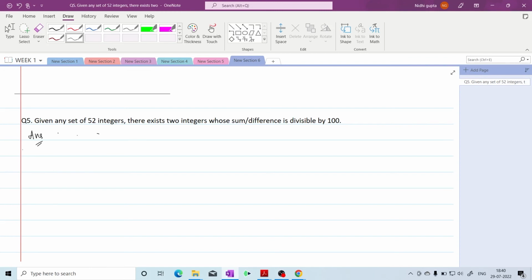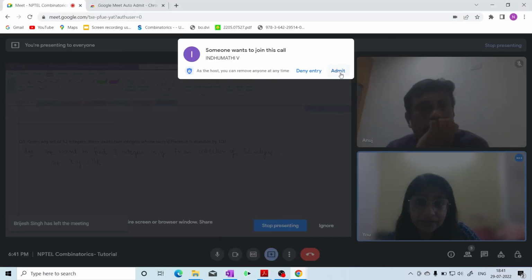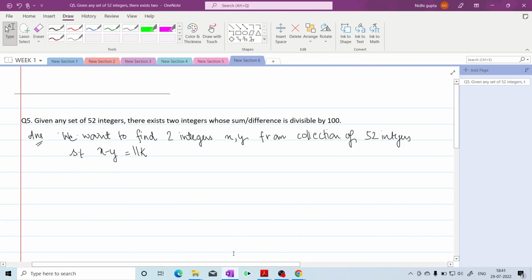So we want to find two integers x, y from the collection of 52 integers such that x minus y is divisible by 100. Okay, 11 or 100? 100, sorry.